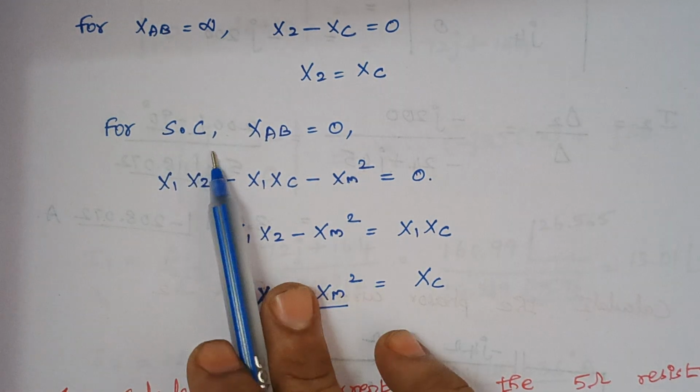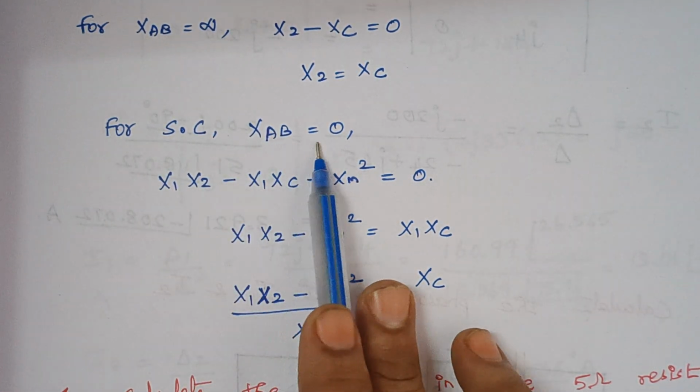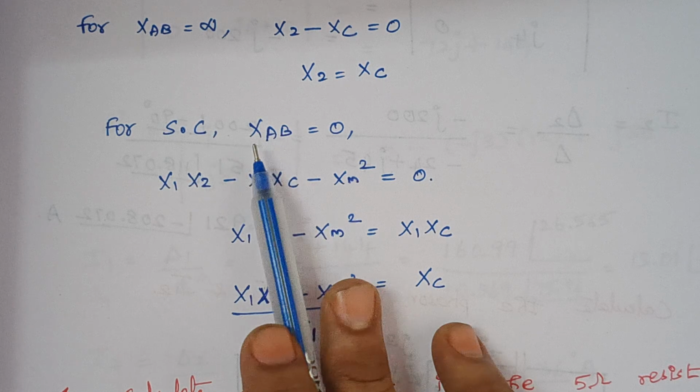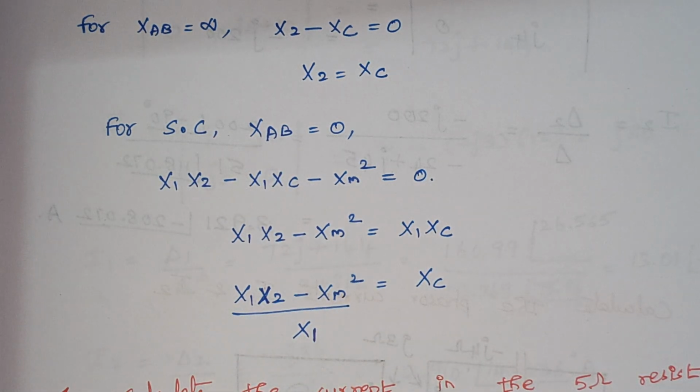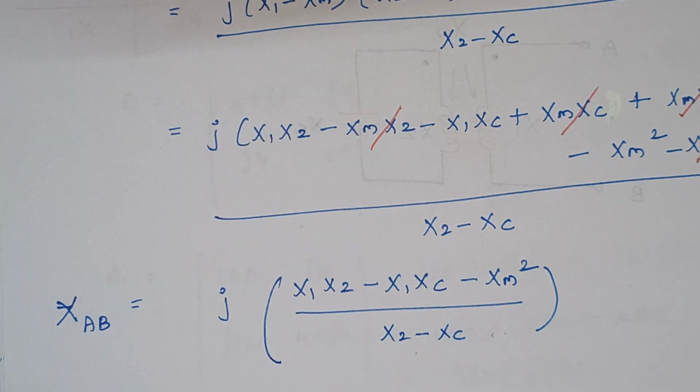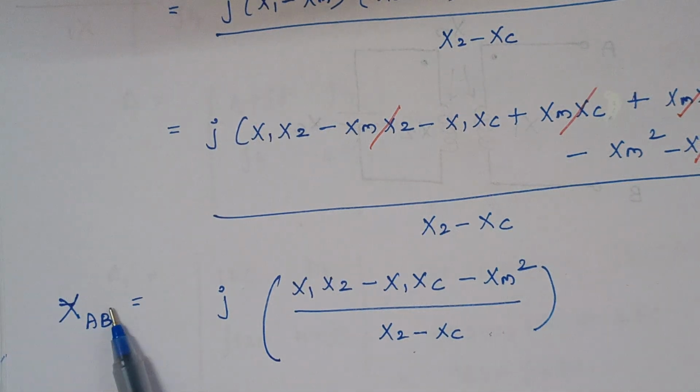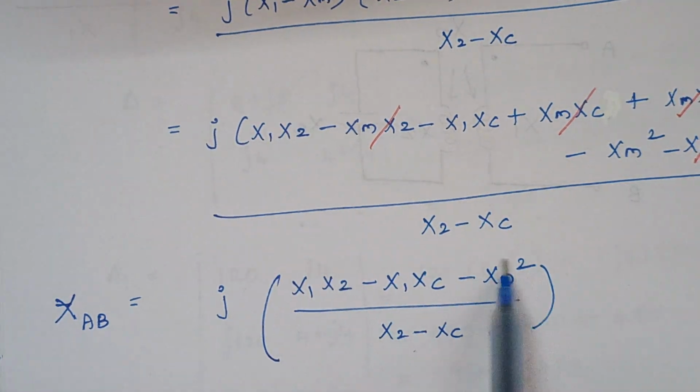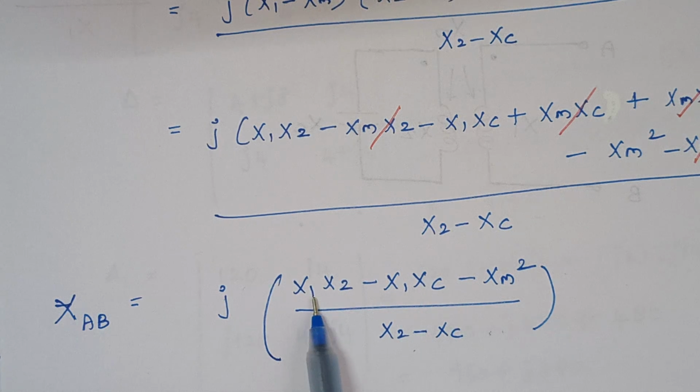Again, for short circuit, the value of Xab should be equal to 0. When the value of Xab is equal to 0, what does it mean? Xab equal to 0 is nothing but this numerator term being equal to 0.